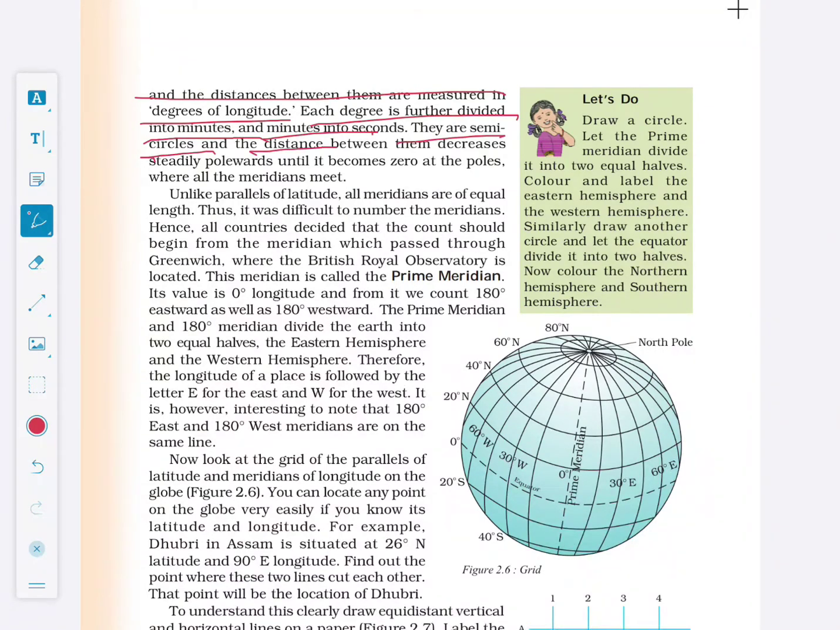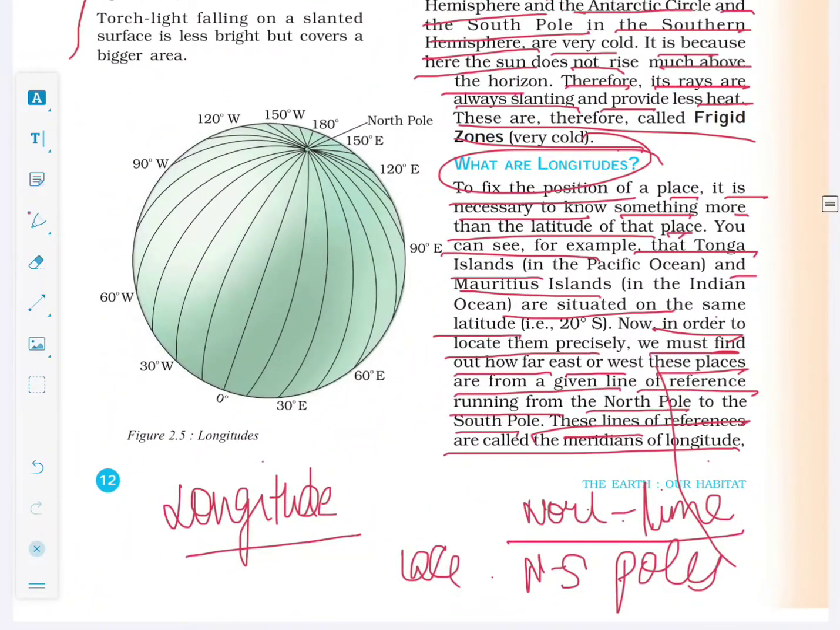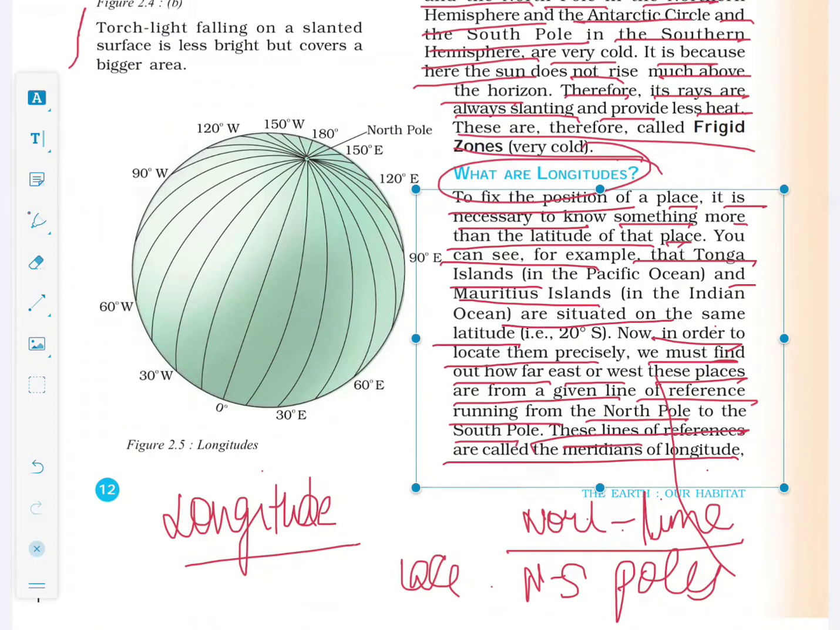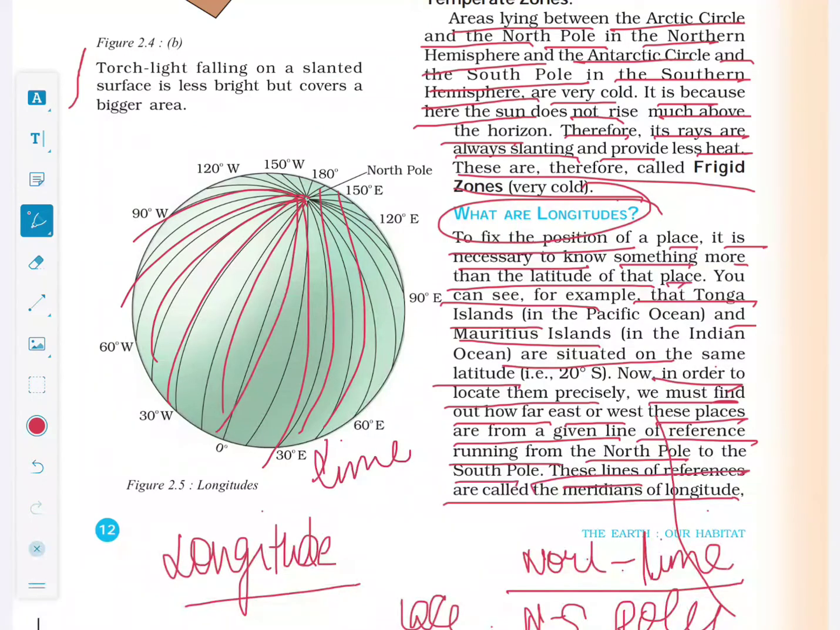They are semicircles and the distance between them decreases steadily polewards until it becomes zero at the poles where all the meridians meet. So coming to this diagram, we can see that these lines here are called meridians of longitude. These are used for measuring time, which run, and these intersect at the north-south poles.